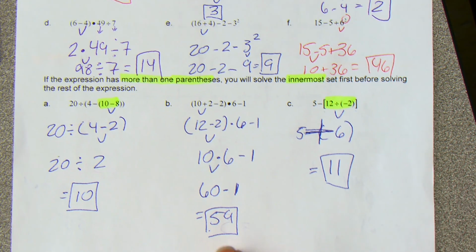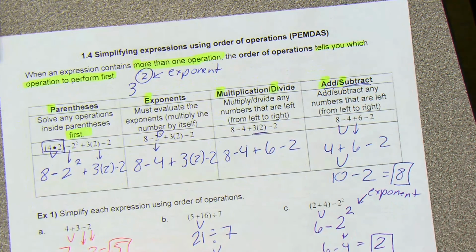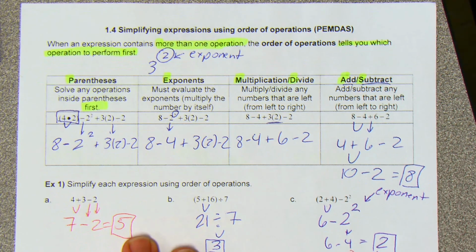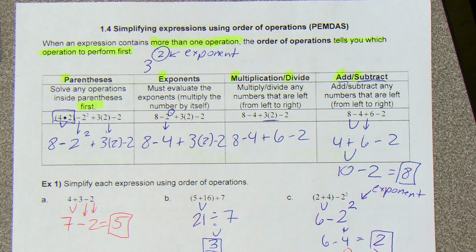So that was all 3 videos for lesson 1.4, simplifying expressions using order of operations, or PEMDAS, which stands for parentheses, exponents, multiplication, division, and addition and subtraction.